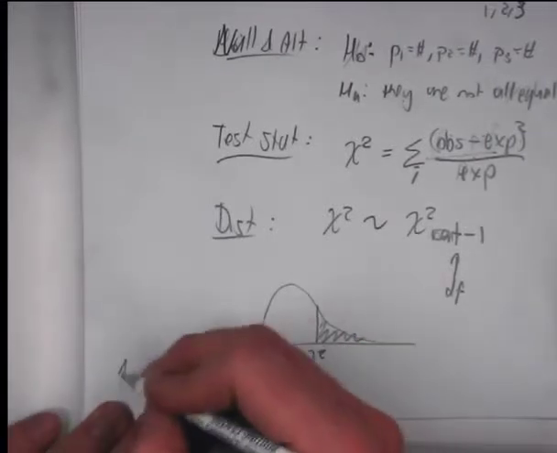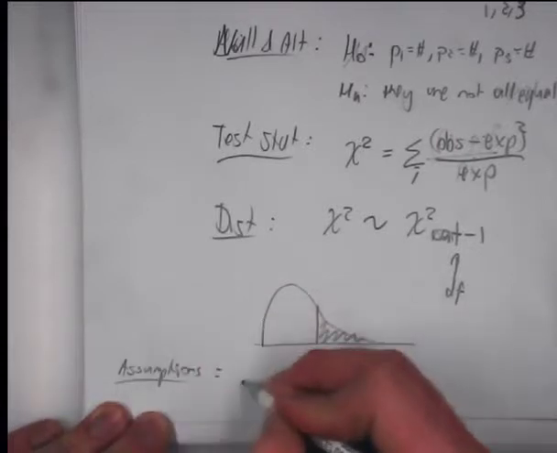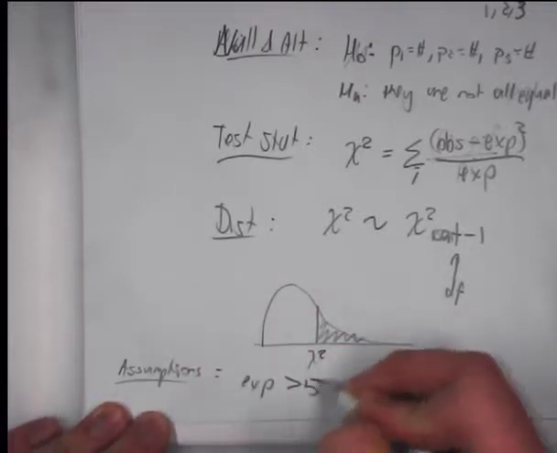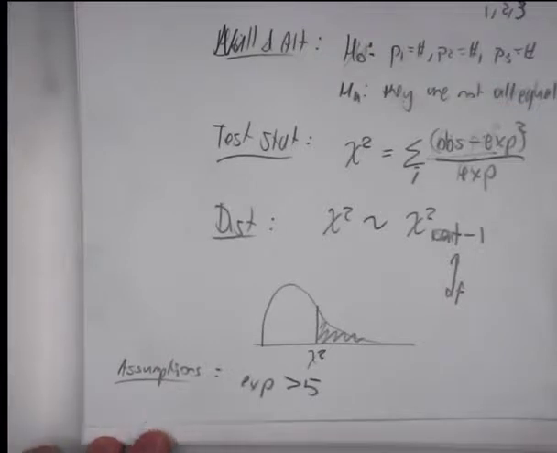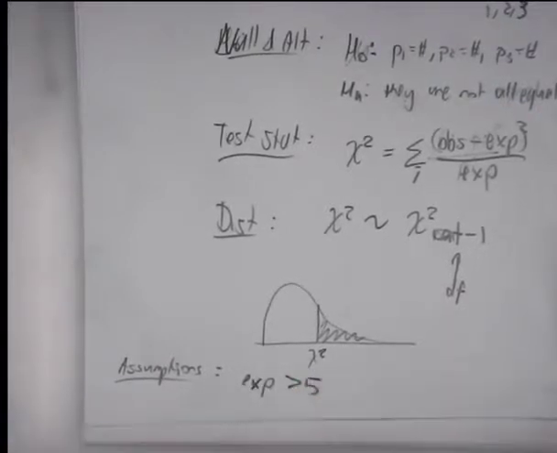And then your assumptions is the expected are all greater than 5. Not that the original ones are all greater than 5, just the expected ones.